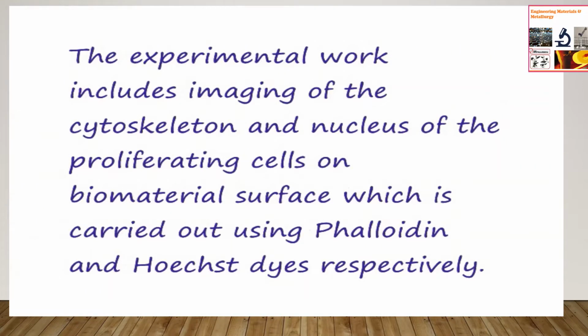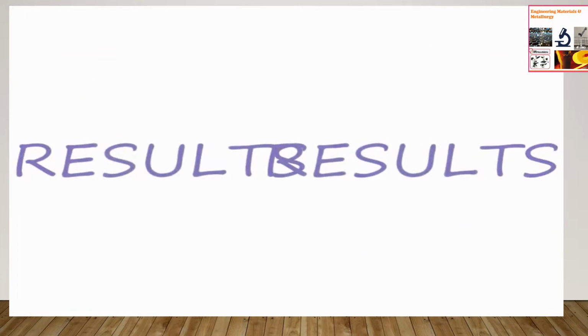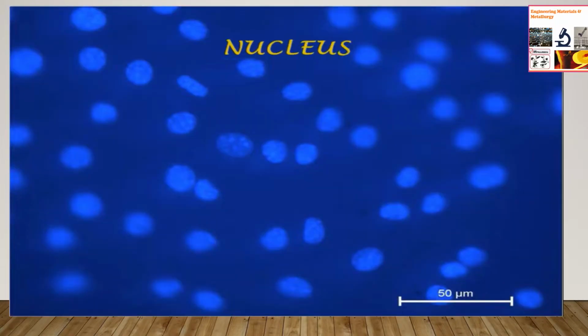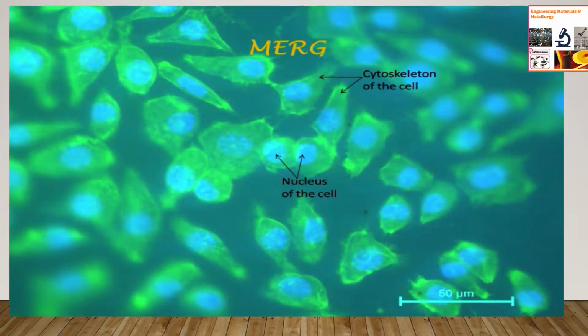Here, the experimental work includes imaging of the cytoskeleton and nucleus of the proliferating cells on the biomaterial surface, which is carried out using phalloidin and purchased dyes respectively. The results are as follows. This is the image of the cytoskeleton of the cell, and this one is of the nucleus. The next image, the merged image, is obtained by merging the two images, the cytoskeleton and the nucleus, together to view both of these at the same time.